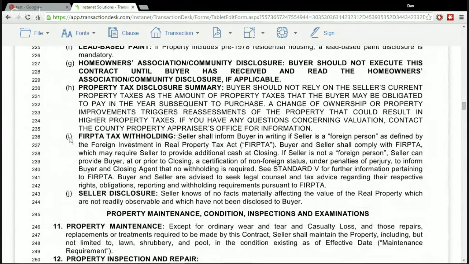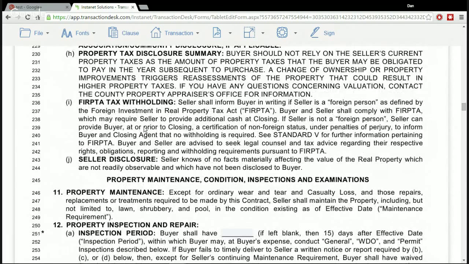FIRPTA tax withholding. I am not going to lie, I do not know very much about FIRPTA. This is if you have a foreign seller. If you are someone that is going to be working a lot with foreign sellers, I highly recommend that you research this a little bit more. To my understanding, if I have a foreign seller, I'm going to get their tax person involved and get them connected with the title company right away so that they can meet any of these tax withholding requirements. But it's really not something that I am extremely familiar with. Seller's disclosure.